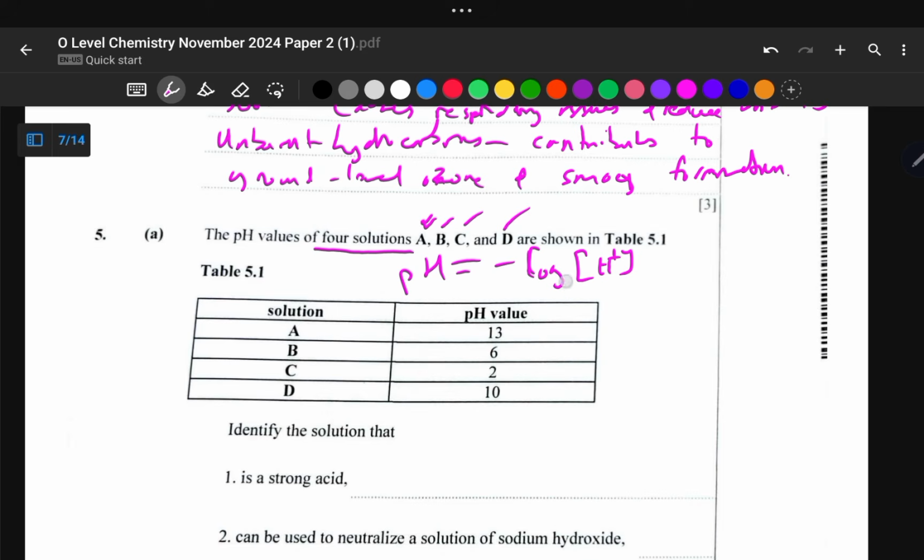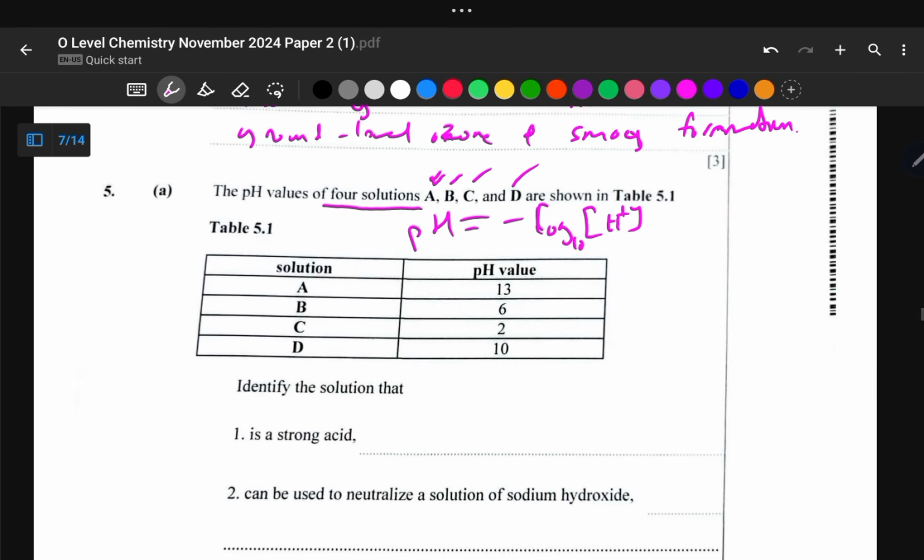Concentration of hydrogen ions within the solution. So this is the formula to calculate pH, right? And then the smaller the pH, the higher the acidity. And then pH of about 7 is neutral. And then above 7 it is the basic pH, right? And then this is the question which reads: identify the solution that is a strong acid. So the lower the pH, the higher the acidity, right? So meaning to say C is the solution which is a strong acid.